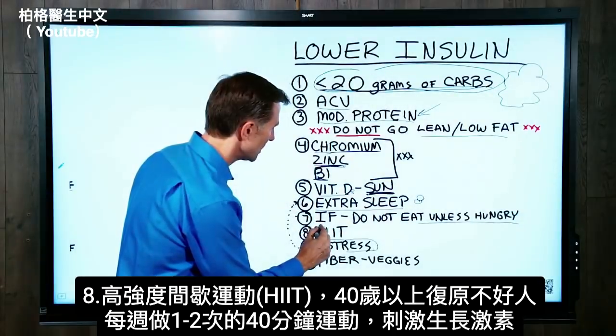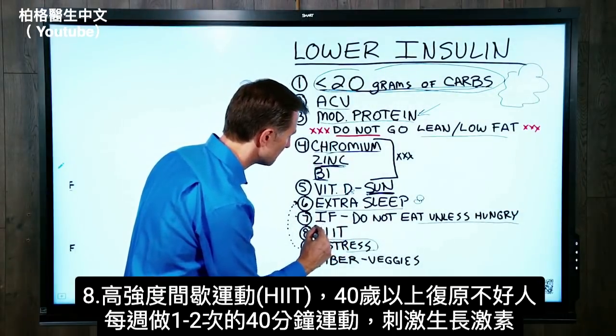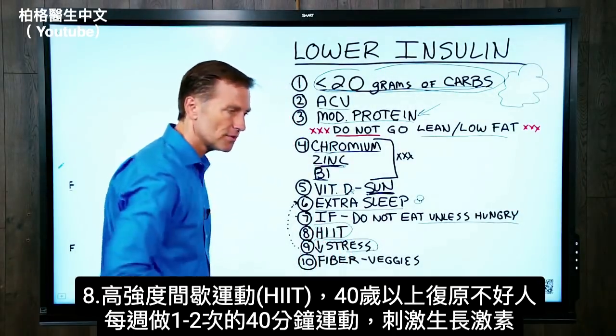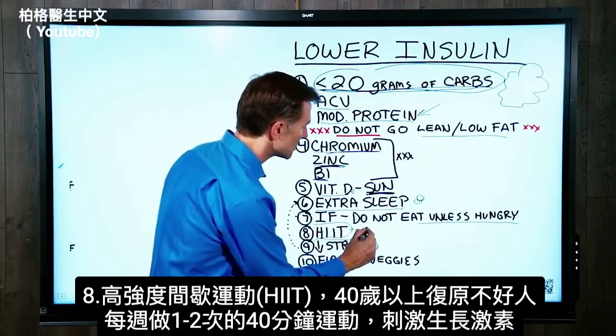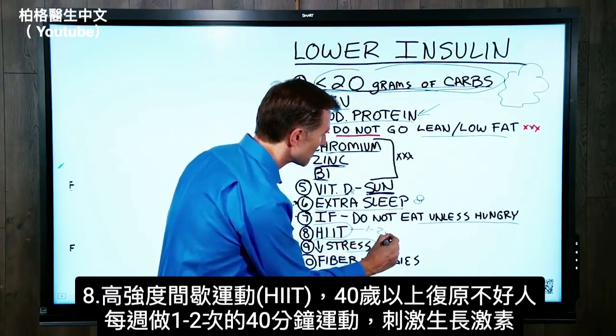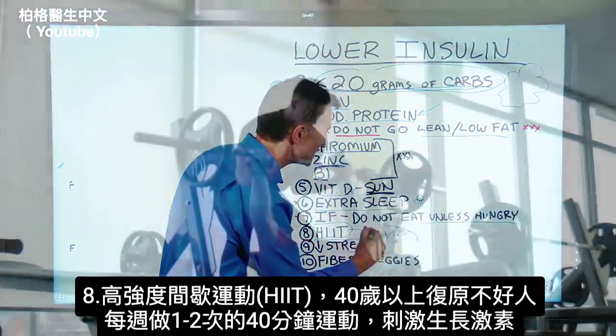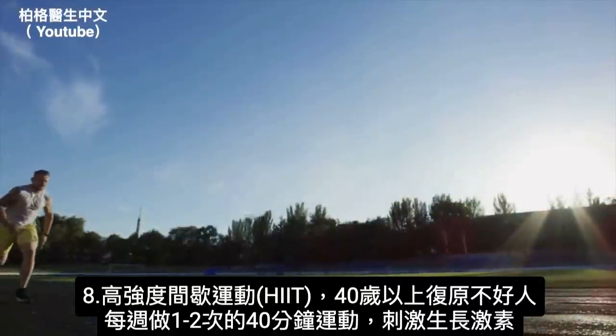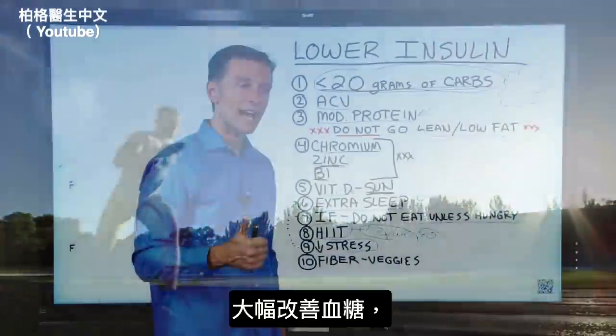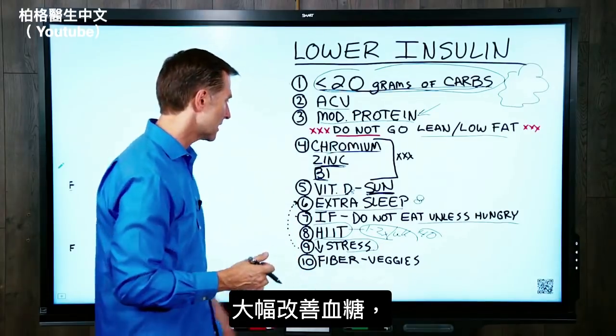And also this right here, high intensity interval training. If you're over the age of 40 and your recovery is not as great, I'm going to recommend doing this once to twice per week. Okay, this high intensity workout for about 40 minutes is very powerful to spike growth hormone, which actually will help your blood sugars tremendously.